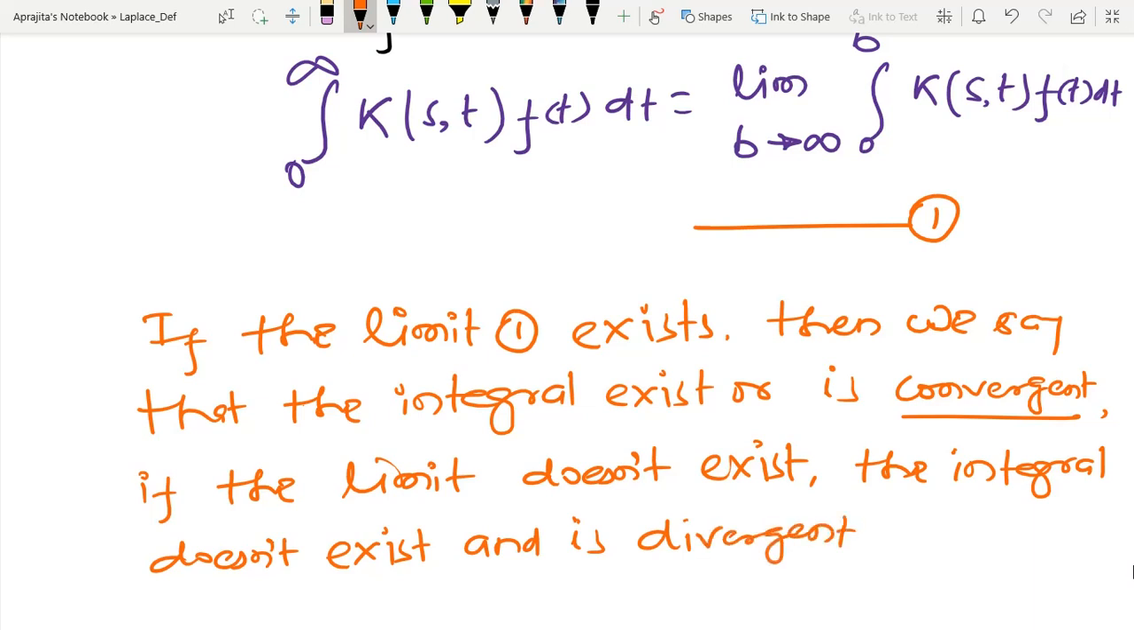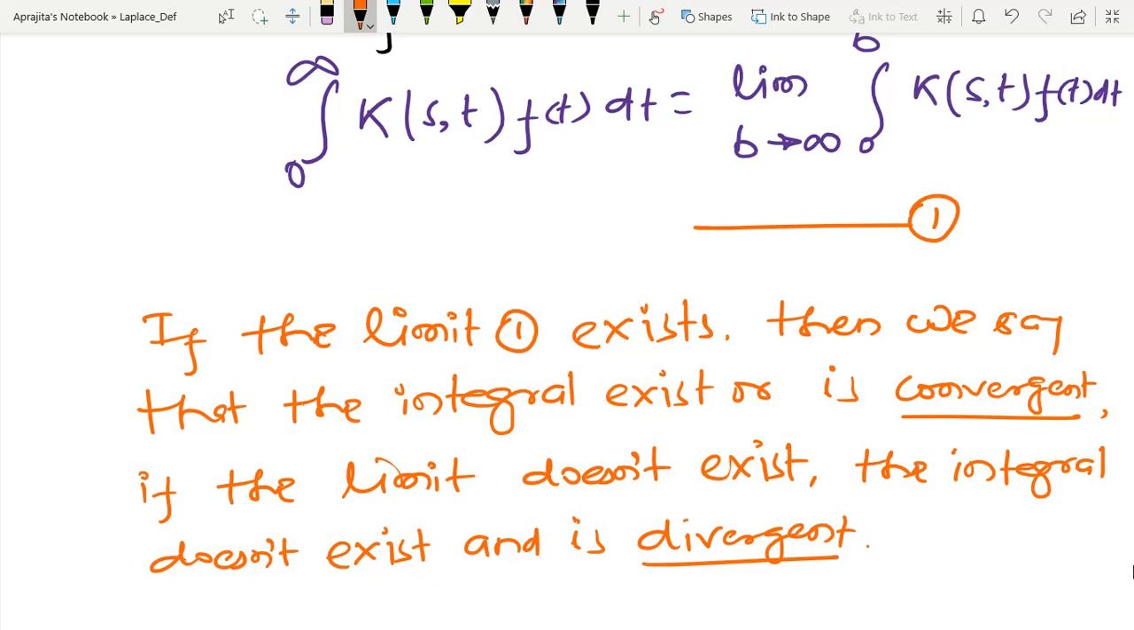And it is possible to show that limit of 1 will in general exist only for certain particular values of s. We are going to explore when this limit will exist, and when this limit does not exist.